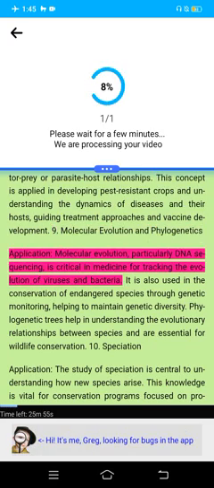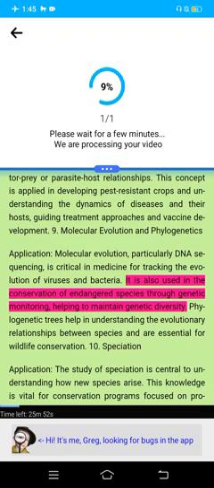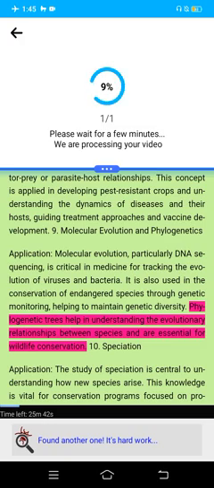9. Molecular evolution and phylogenetics. Application. Molecular evolution, particularly DNA sequencing, is critical in medicine for tracking the evolution of viruses and bacteria. It is also used in the conservation of endangered species through genetic monitoring, helping to maintain genetic diversity. Phylogenetic trees help in understanding the evolutionary relationships between species and are essential for wildlife conservation.